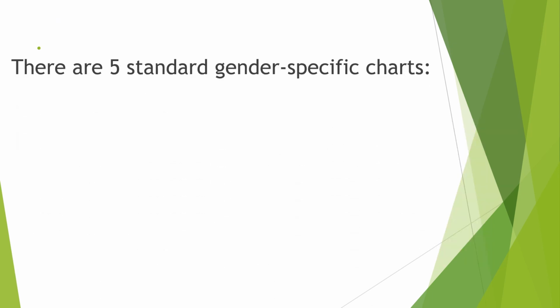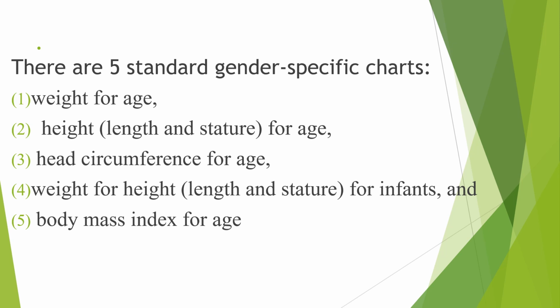When we interpret these anthropometric values based on the age and the gender of the child, there are 5 standard gender-specific charts that we should interpret on the WHO growth curves for children. Those are weight for age, height for age if they are greater than 2 years, length for age if they are less than 2 years, head circumference for age, weight for height or weight for length if they are less than 2 years of age, and also body mass index for age. By interpreting these on the WHO growth curve for each specific age and gender, we can interpret the nutritional status of the child.